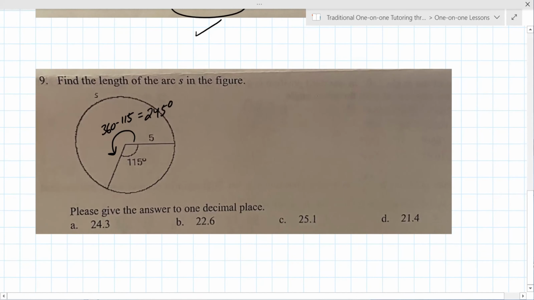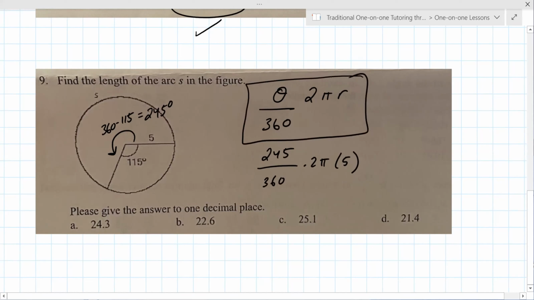So the formula for circumference is 2 pi r, but what I prefer to do, when it's in degrees, is say it's a fraction of 360, so it's part of it. So for you, that's 245 over 360, 2 times pi times 5. There is a formula for this with it in radians, which I don't know, but we can figure it out.